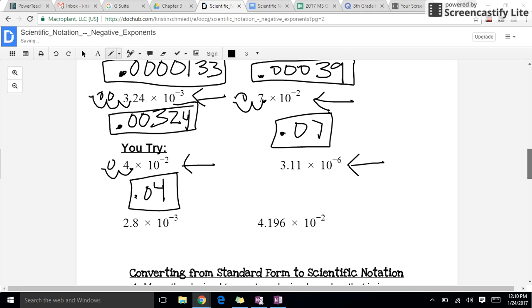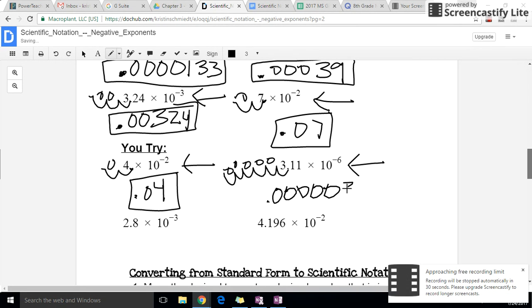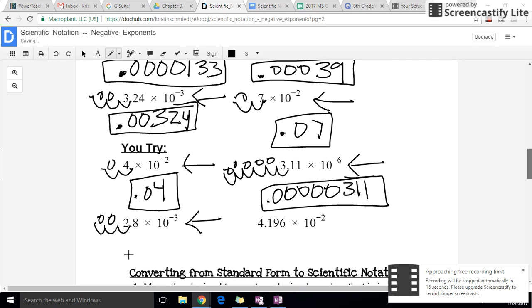The next one, it's a negative. So we're going to go to the left. We are going to move it over 6 places. 3, 4, 5, 6. Let's fill in the zeros. And now I'm going to rewrite it. Again, negative, so we're going left. And 3 times. 1, 2, 3. Got to put my zeros in there. Rewrite it. Decimal point 0028.